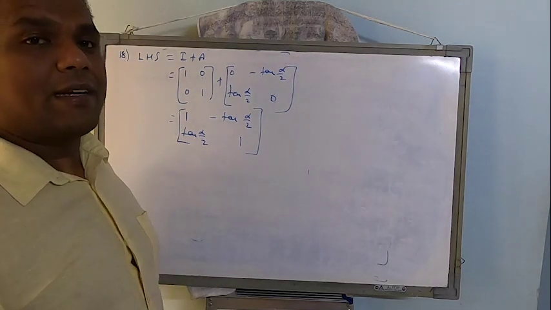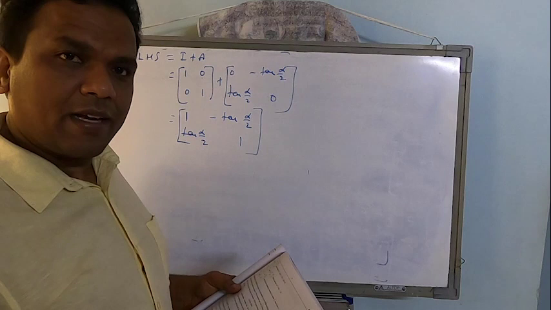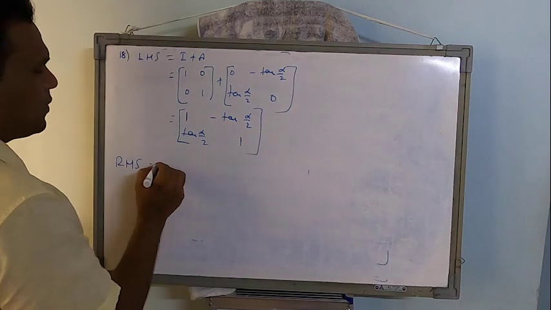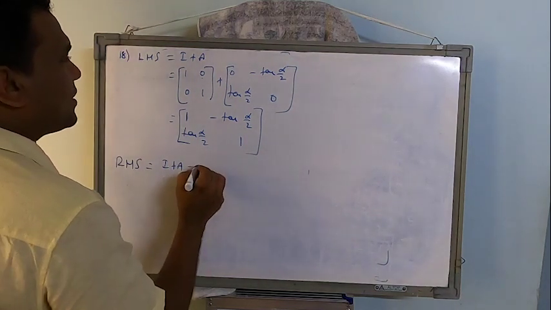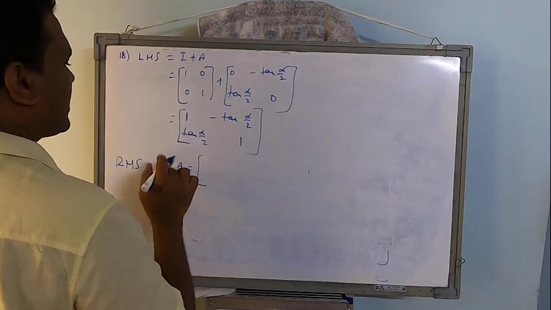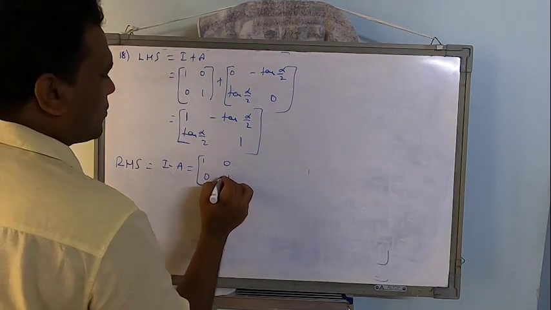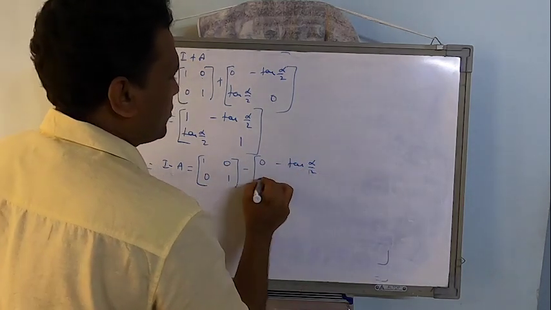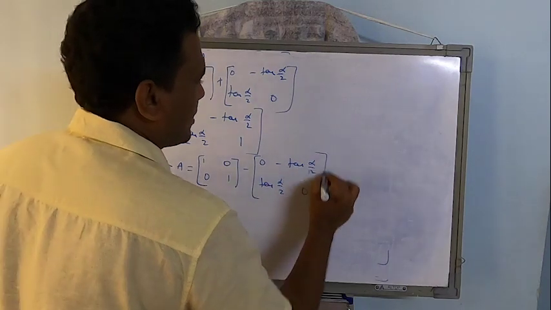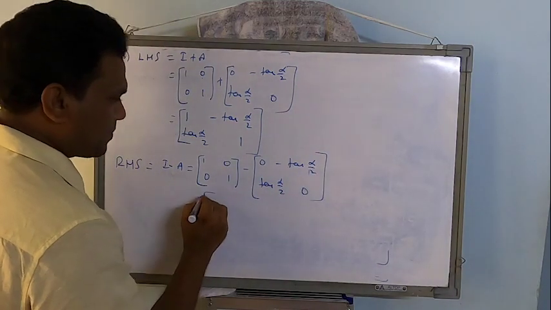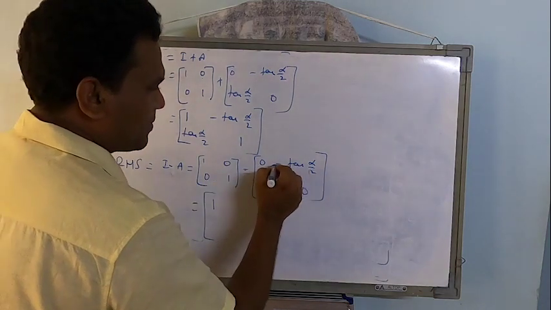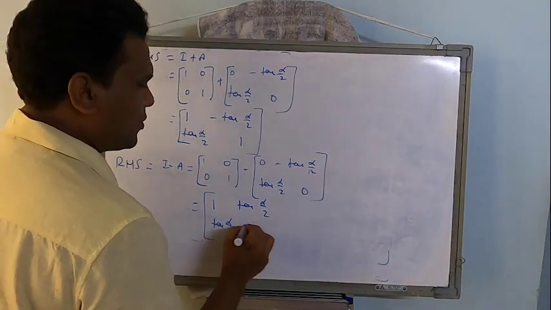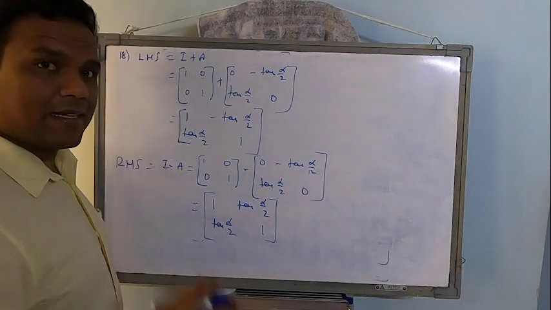Now I should start from my right hand side. In the right hand side, what is the first thing? I minus A, that is multiplied with one more matrix. So to start with RHS, I'm going to find I minus A first. So this should be 1, 0, 0, 1 minus the matrix A, which is given there: 0, minus tan alpha by 2, tan alpha by 2, and 0. I should subtract these two. So on subtracting, this should be 1, and minus of minus should be plus tan alpha by 2. So this should be tan alpha by 2, and the next one is going to be 1. This is just I minus A, that's it.